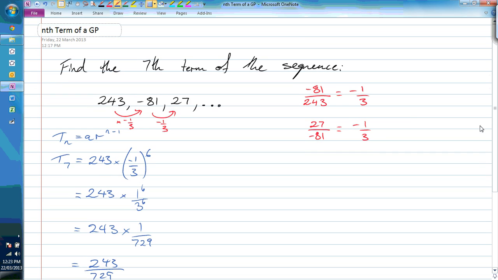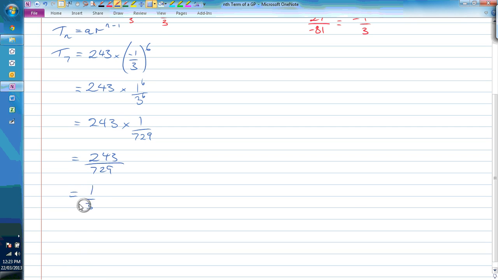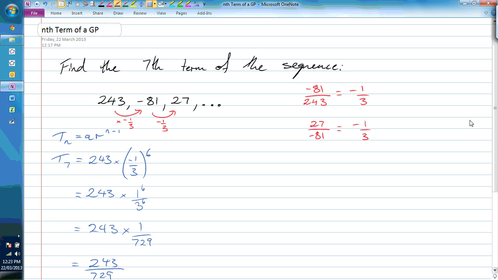So the 7th term in this sequence, it's going to keep going down. Eventually it's going to get to 1, and the next, negative 1. And the next term after that is going to be 1/3, the 7th term in the sequence.